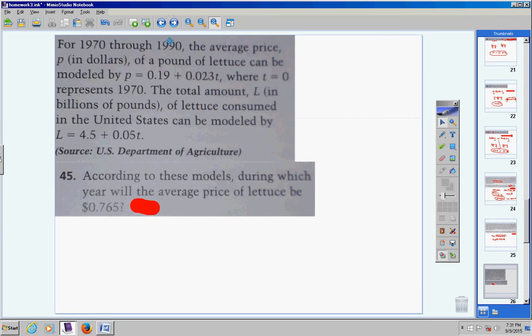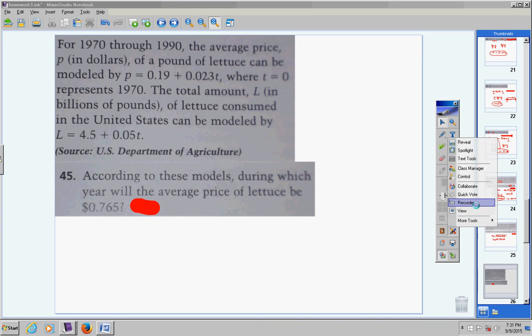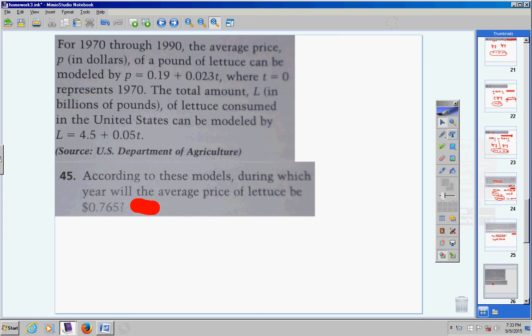Okay, moving on to numbers 45 and 46. 45's pretty easy. 46 is pretty tough, so really pay attention here, okay? Here we go. Okay, let's take a look now at 45, the information given for the problem up here. From 1970 to 1990, the average price, P in dollars, of a pound of lettuce can be modeled by this. So if you'll allow me, let's write that model off to the side. Let's talk about it for a second, okay?